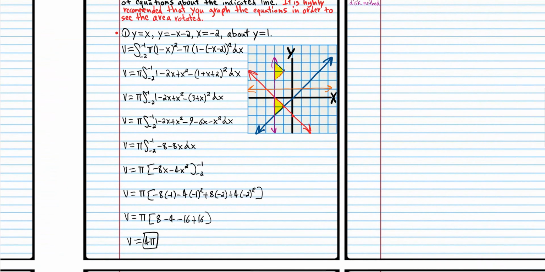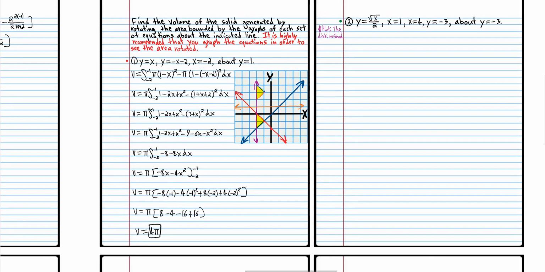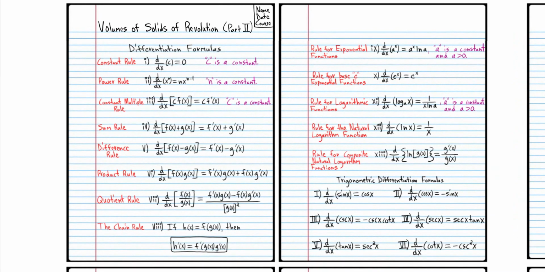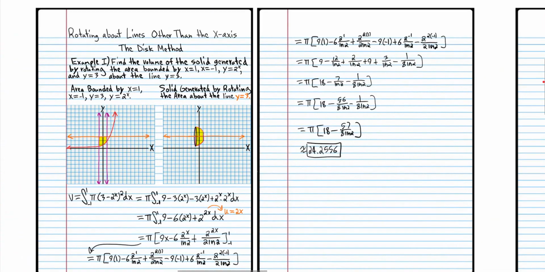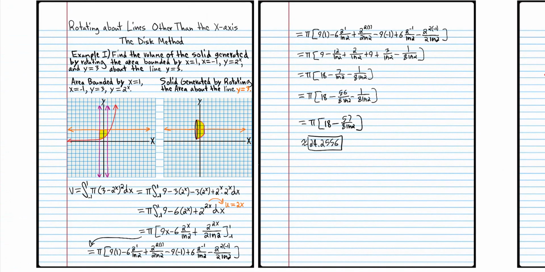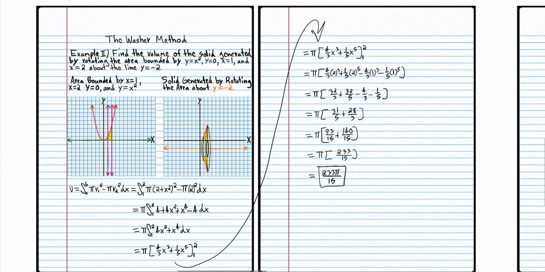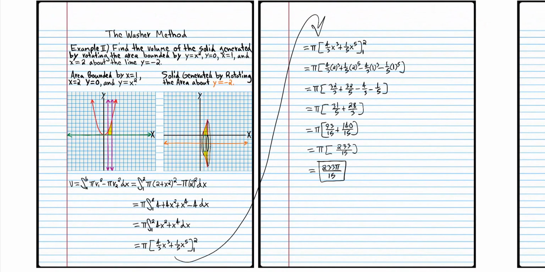So again, setting up this problem is the hardest part. Coming up with these radii, the blue and the green radii, that's the hardest part of the problem. It can be very confusing. So I want you to get a picture of these differentiation formulas if you haven't done that yet, and get a picture of the disk and the washer method if you need to refer to those, and get a picture of this problem. We use the disk method there, and a picture of this problem. We use the washer method.